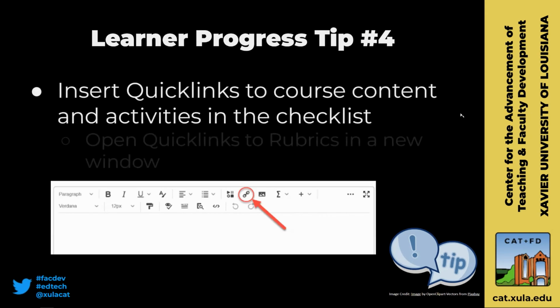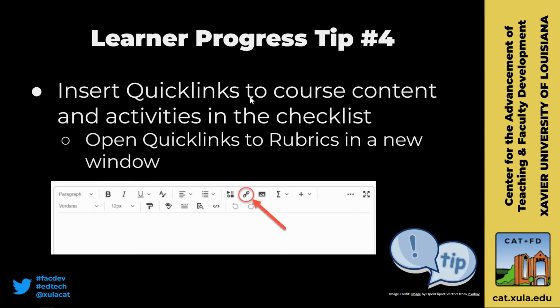Learner progress tip number 4, insert quick links for course content and activities because your learners can click on the link and just go directly to that. So utilize the quick links. If you are trying to set up a quick link to a rubric, then make sure that you open the rubric up in a new window. I noticed that if you try to open it in the same window, sometimes it doesn't render properly. So just choose the option that you want the rubric to open in a new window.